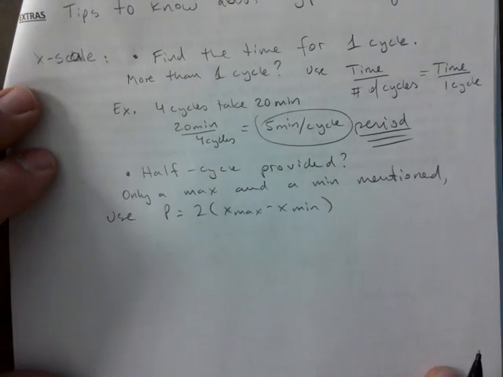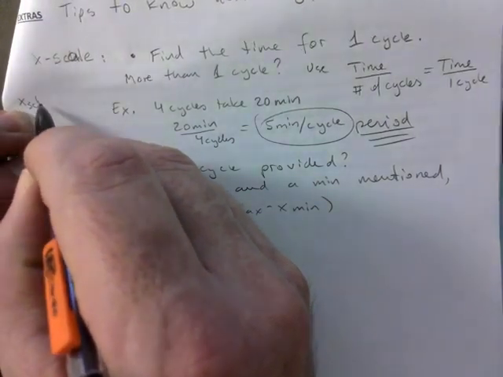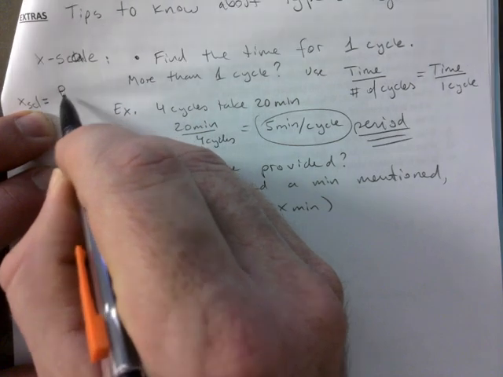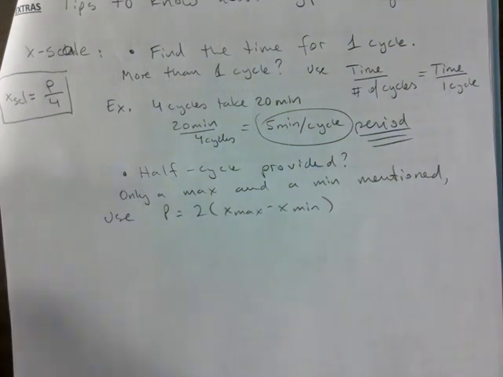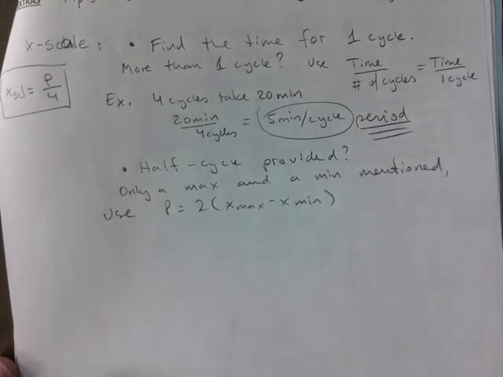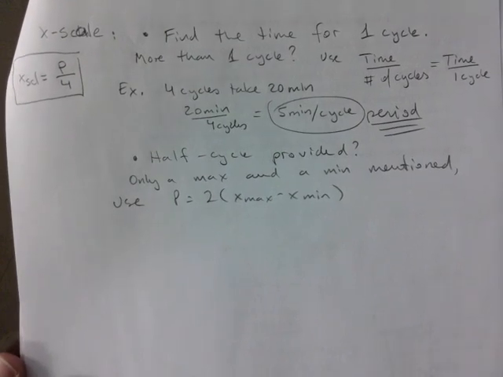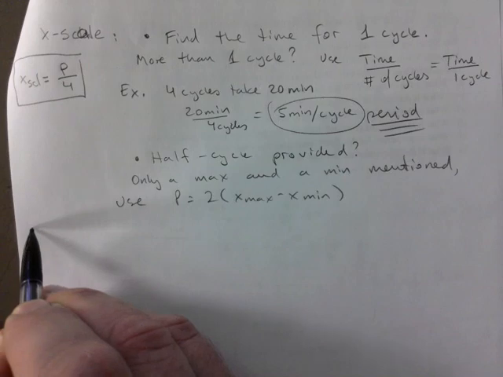And I think it goes without saying that x scale is always period divided by 4, right? I hope I make that very clear here. That is still the same, but you need to find the period first and foremost. If you don't have the period, you can't find the X scale. So you need to make sure you understand that. So that's the first step, right?